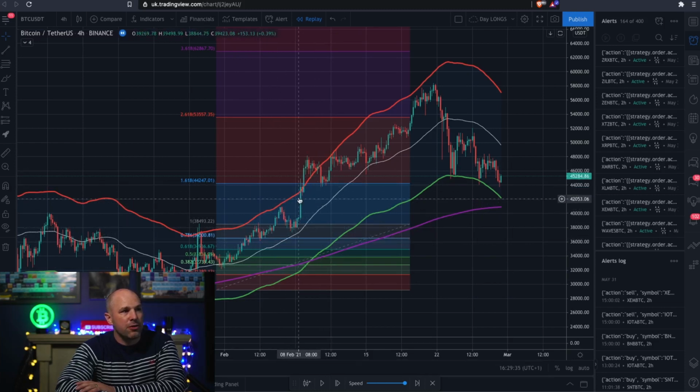So we've taken off 5 lots, another 5 lots, and as it broke here, this bit here would have been another 5 lots, and the last one would have been up here. So we would have had another take profit set up here, but we didn't get it.